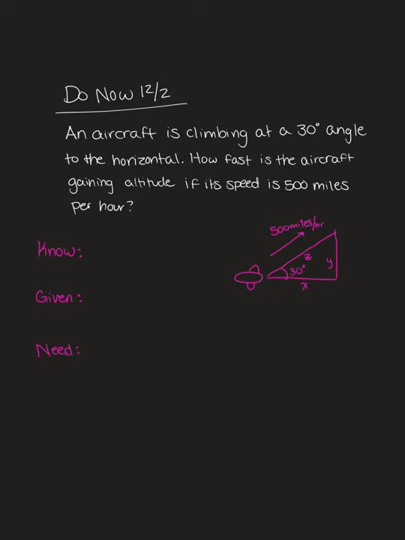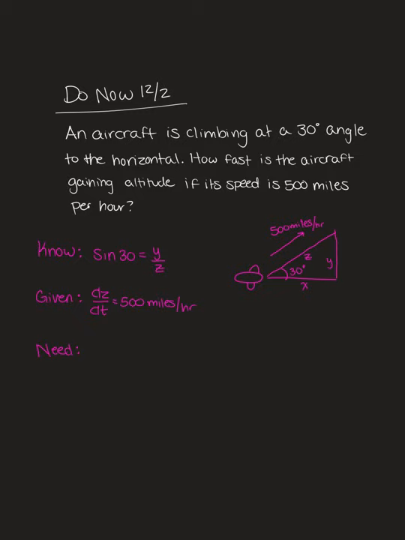So I'm going to go ahead and start with the given. What we are given is dz/dt, which is 500 miles per hour. We know if you're given an angle and no other side of your triangle, try to use a trig function. So we know that sine of 30 is going to be equal to y over z.